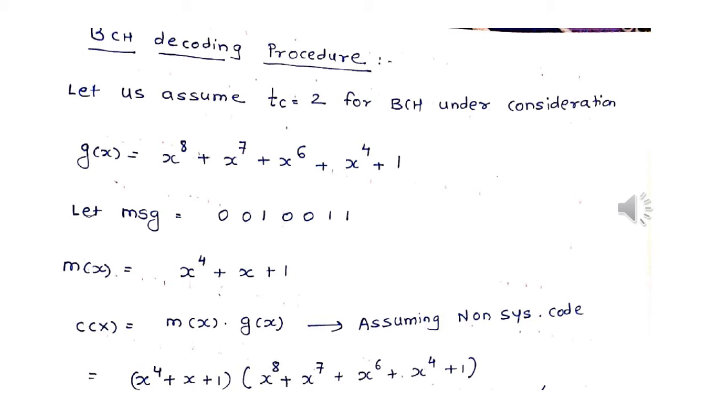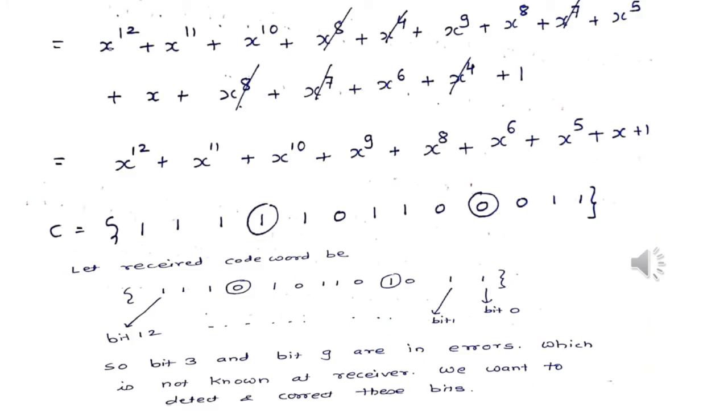So my c(x) is m(x) into g(x). We are assuming it's a non-systematic cyclic code. So m(x), which is x raised to 4 plus x plus 1, into g(x) gives the corresponding code word polynomial. The code word polynomial is given in the slide: x raised to 12 plus x raised to 11 plus x raised to 10 plus x raised to 9 plus x raised to 8 plus x raised to 6 plus x raised to 5 plus x plus 1. When you convert it into binary coefficients, it will be 1 1 1 1 1 0 1 1 0 0 0 1 1. So total 13 bits.